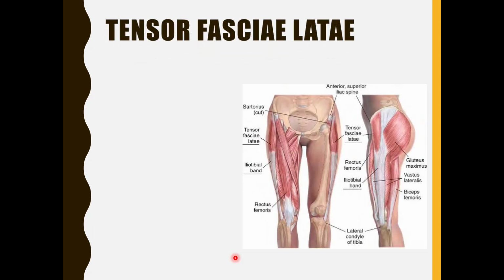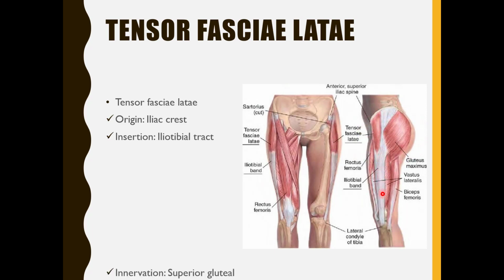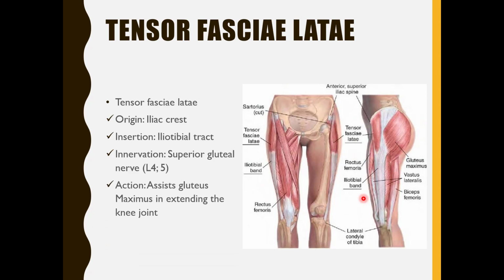Now, the fourth muscle, tensor fascia lata. See here, this is the tensor fascia lata muscle. It originates from the iliac crest. Remember this, it originates from the iliac crest. It is inserted over the iliotibial tract. Do you remember the iliotibial tract? It is inserted along with the gluteus maximus muscle. It is also innervated by the superior gluteal nerve, L4 and L5. It assists the gluteus maximus muscle in extending the knee joint.